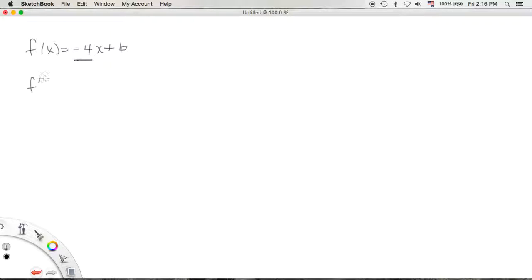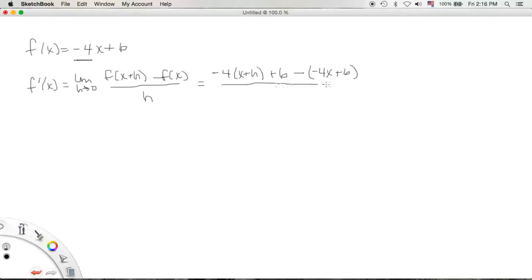So let's see how we calculate that out, just to make sure that we can understand this definition here. This is the definition of a derivative. It's the instantaneous rate of change, this limit. So we take our function and we plug in negative 4 times x plus h plus 6 minus negative 4x plus 6, all over h. And we're still calculating the limit.